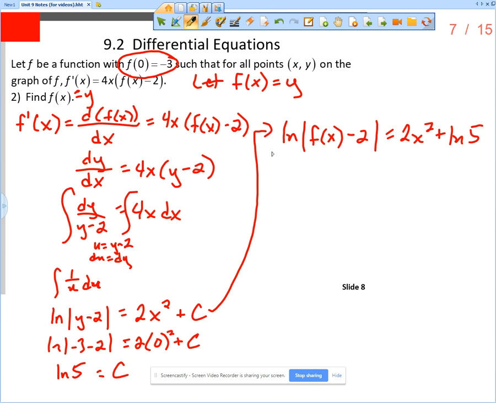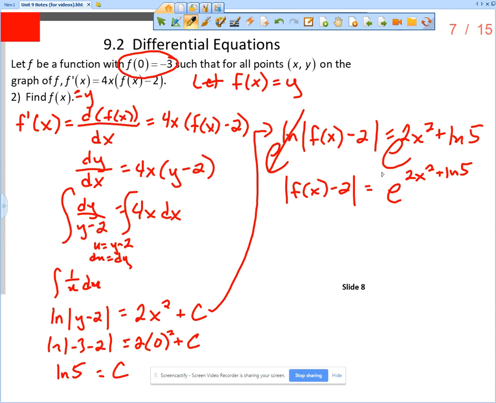So first of all, how do I do the algebra? Well, I've got to get rid of the natural log, so I need to exponentiate both sides. I'm going to make each side a power of e. So those cancel, and I'm left with the absolute value of f of x minus 2 equals e to the 2x squared plus the natural log of 5. Remember, the whole side, 2x squared plus the natural log of 5, is in the power of e. Now, I've got two things that I need to do. Number one, I've got to get rid of the absolute value. Then I've got to get rid of the 2. The 2 is easy, but the absolute value has to go first.